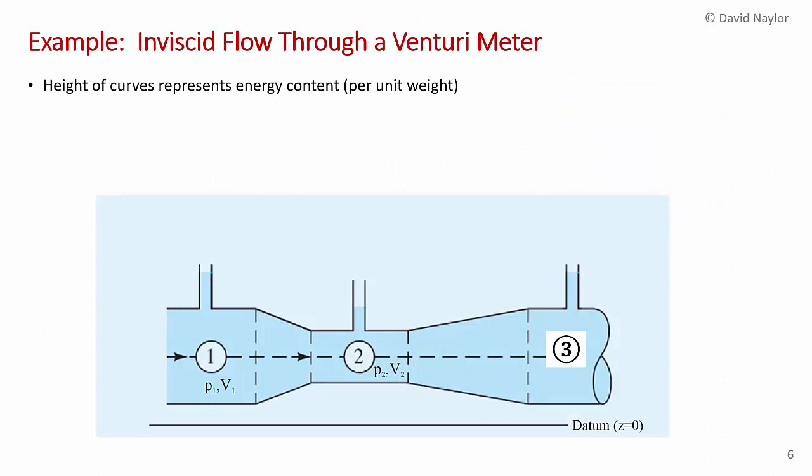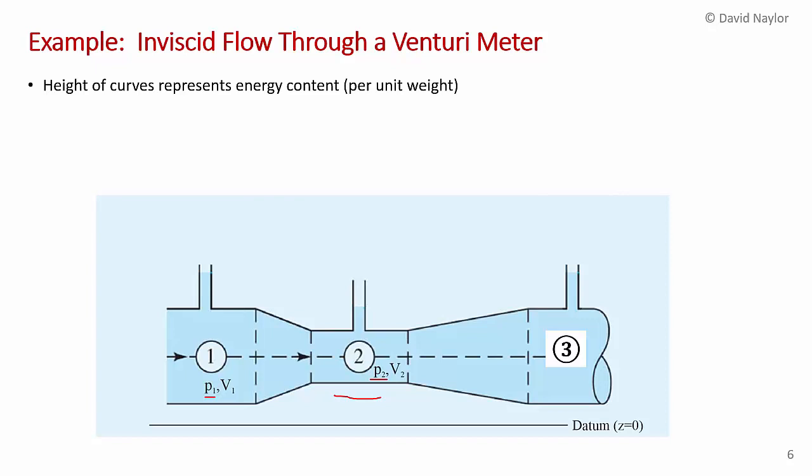The first example I'm going to consider is inviscid, or frictionless, flow through a Venturi meter. And you've seen this kind of device before in some of the other videos in Chapter 3. A Venturi meter can be used to measure the flow rate in a pipe. Basically, you have a constricted section in the pipe here, and because of continuity, the velocity of the fluid in the pipe will increase as the cross-sectional area decreases. And from the pressure difference between point 2 and point 1, you can deduce the average velocity in the pipe and the volume flow rate.